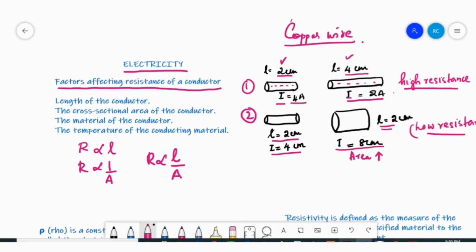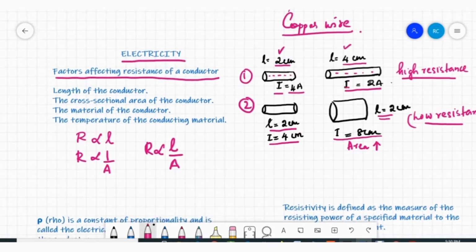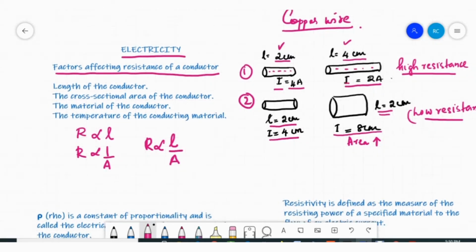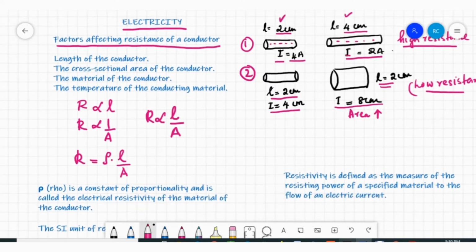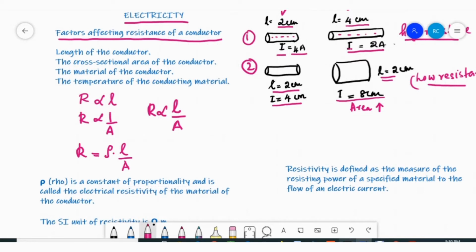Now we can remove the proportionality sign by putting a constant called electrical resistivity, that is rho. So R equals rho into L by A. This rho, the proportionality constant, is called the electrical resistivity of the material. Rho is the electrical resistivity. We can simply call it the resistivity of the material of the conductor.